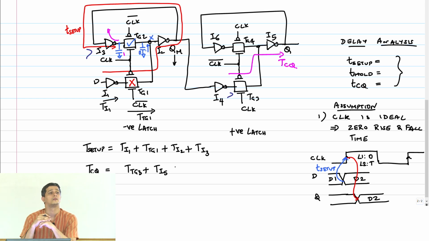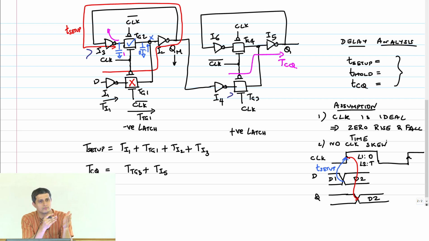Yeah, correct. That's the other thing. That's the assumption that I will write here. No clock skew. Absolutely. Which means the moment clock is going high, clock bar will go low. That's the assumption. And reality is not true. There will be a slight delay because either you are generating clock and clock bar separately and then doing a distribution, or you locally generate clock bar, which means again there's going to be a delay. Right? So this is also an assumption. Clear?